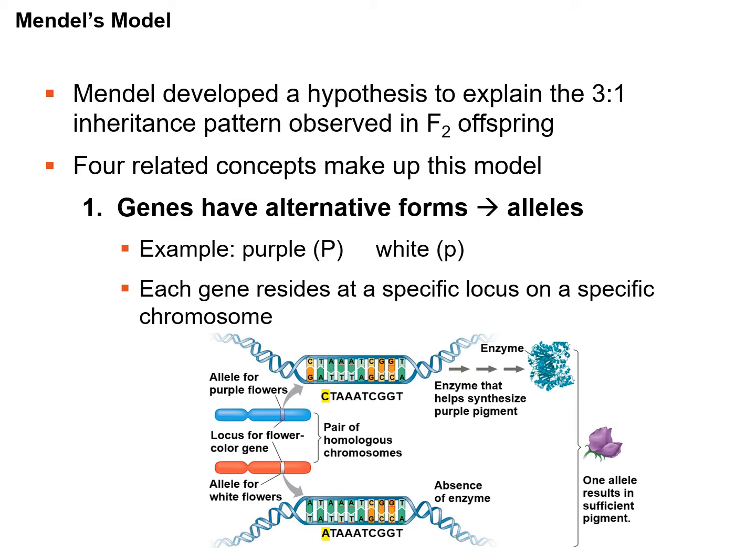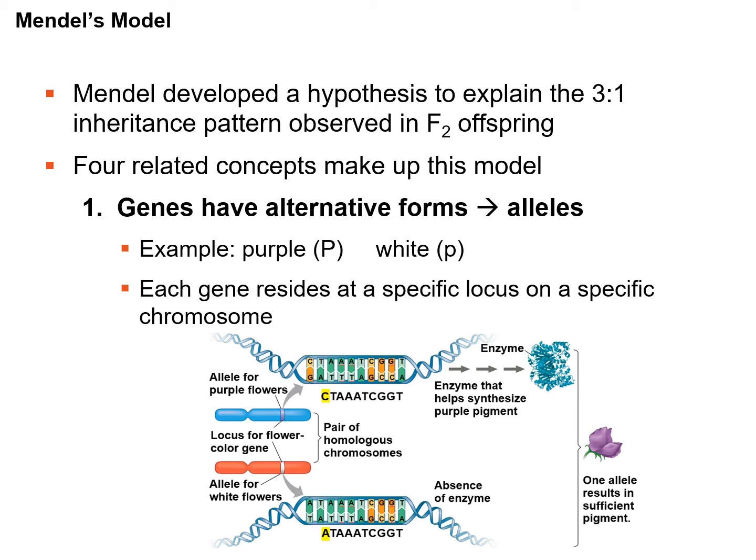For example, the gene for flower color in pea plants exists in two versions, one for purple flowers and the other for white flowers. These alternative forms are called alleles. Note that a capital P represents the purple allele, while a lowercase p represents the white allele.